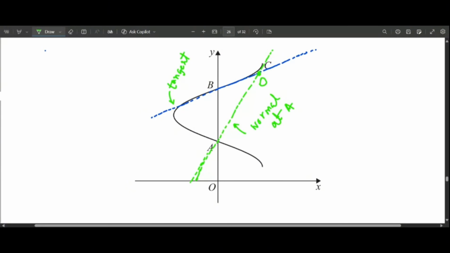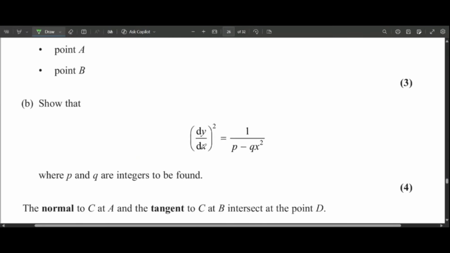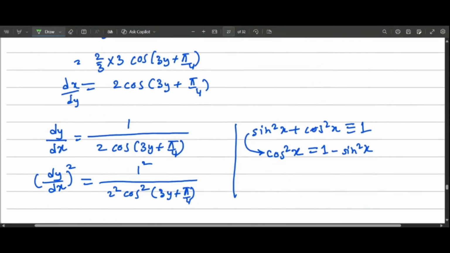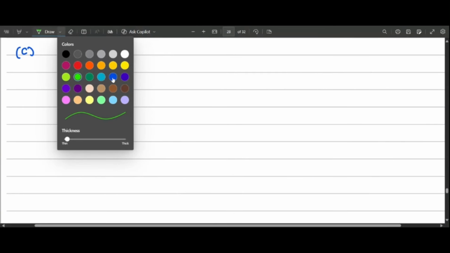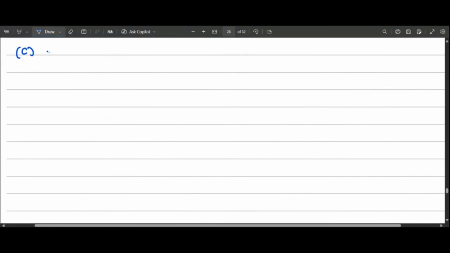So to find the equation of tangent at B, we need to find the gradient of that tangent. And to find the normal at A, we need to find the gradient of that normal. So in part C, we have to find the equation of the tangent and we have to find the equation of the normal. To find the equation of the tangent, we need to find the gradient of the tangent.